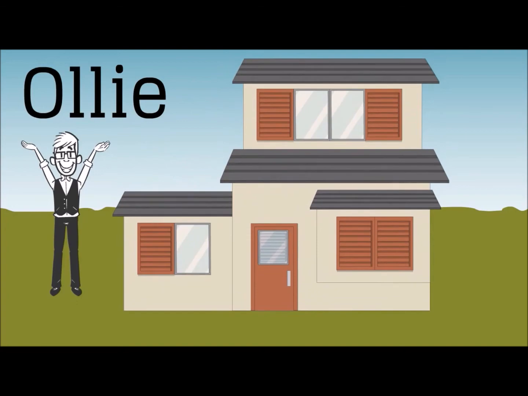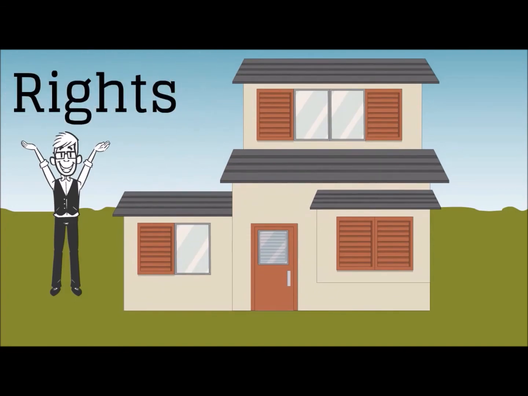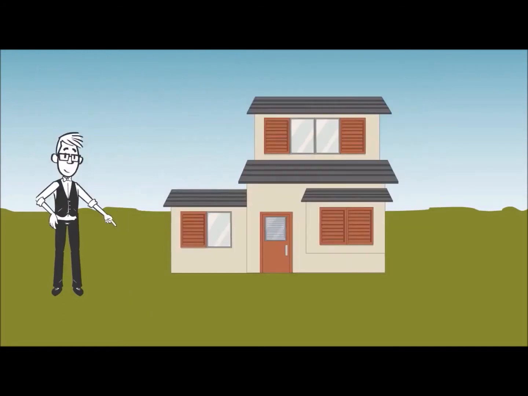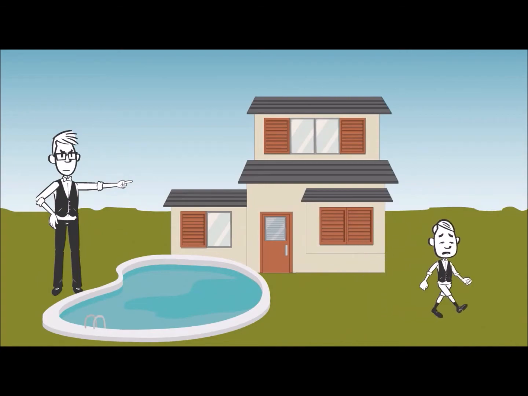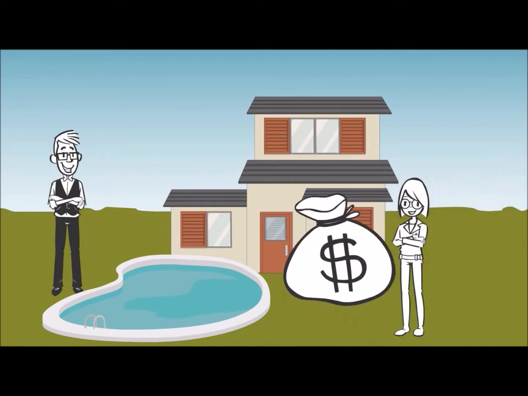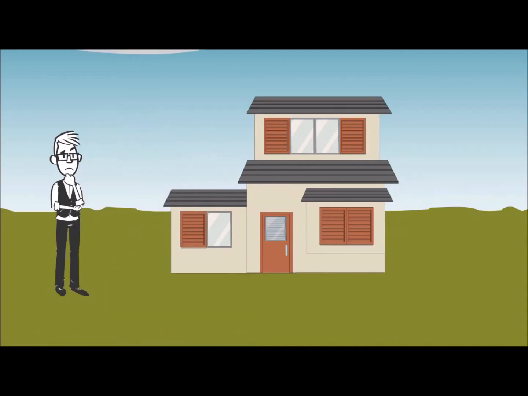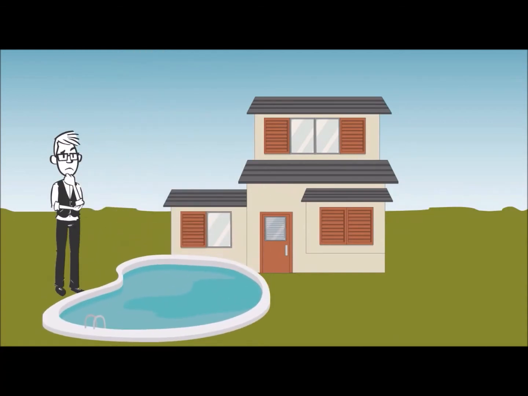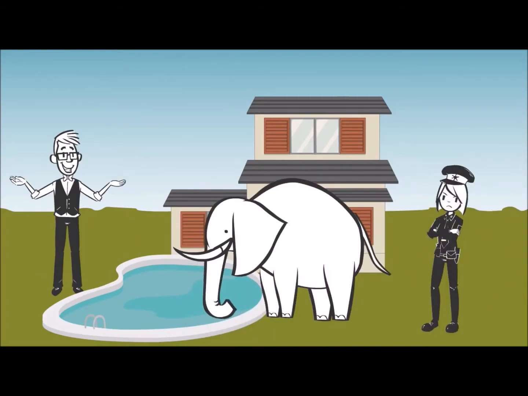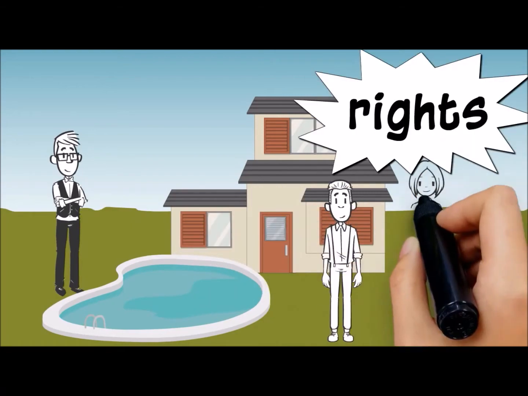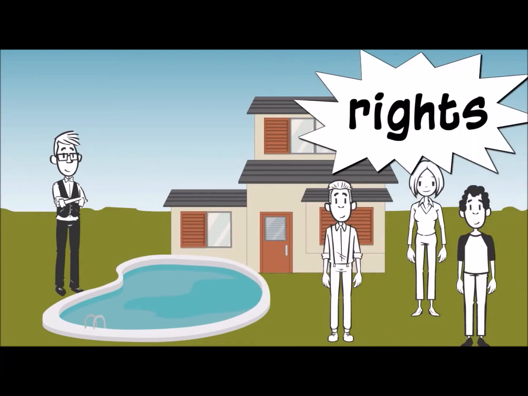Well, let's say Ollie buys a house. Buying the house gives Ollie a number of rights concerning the house and the land that it's on. For example, Ollie probably has the right to put a swimming pool on the land. He can probably exclude people. He should have the right to sell the land and the house. But Ollie doesn't have unlimited rights. For example, he probably doesn't have the right to turn the house into a zoo. Ollie's rights to the land are best understood in relationship to other people's rights to the land.